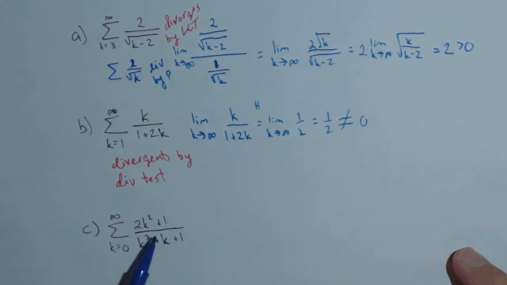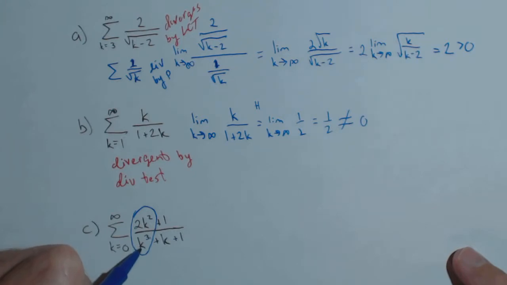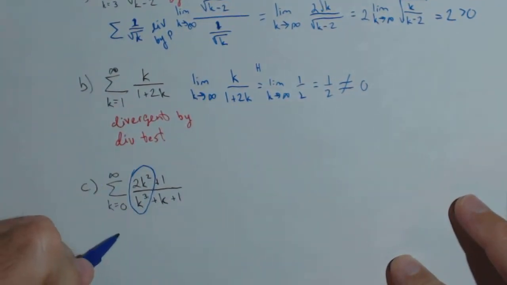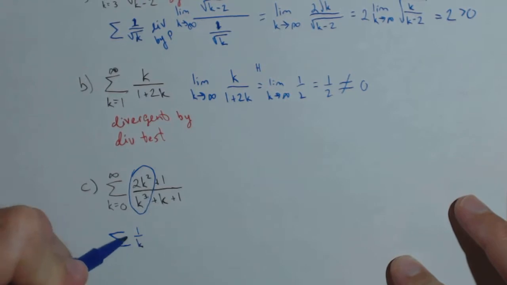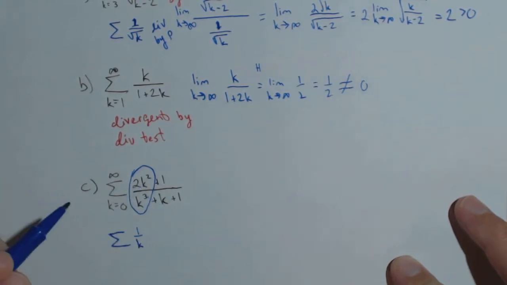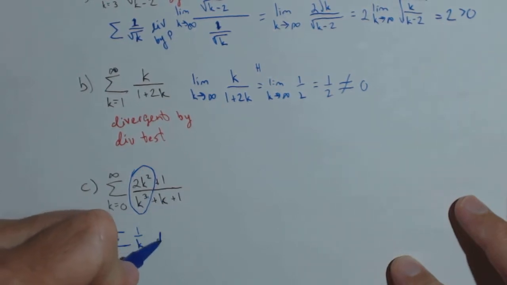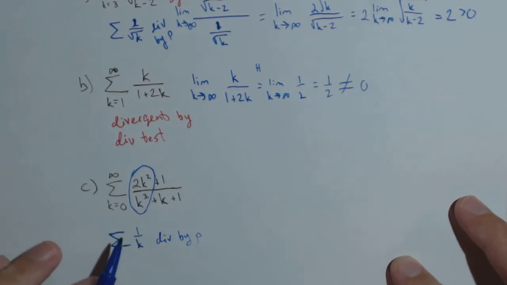Last one, what I would look at is the lead terms, because I've got a rational expression in there, and I see the 2k squared over k cubed. So the series I might choose to compare this to is going to be the reduced form of that, 1 over k. Again, I'm not going to worry about the constant. It's not going to make a big deal. As k goes from 0 to infinity, we know this diverges by p-series.